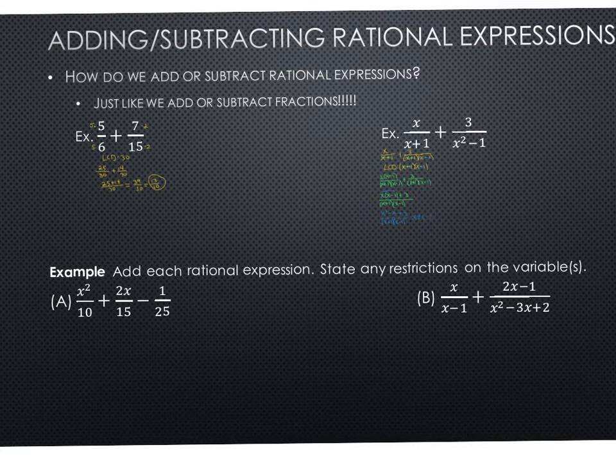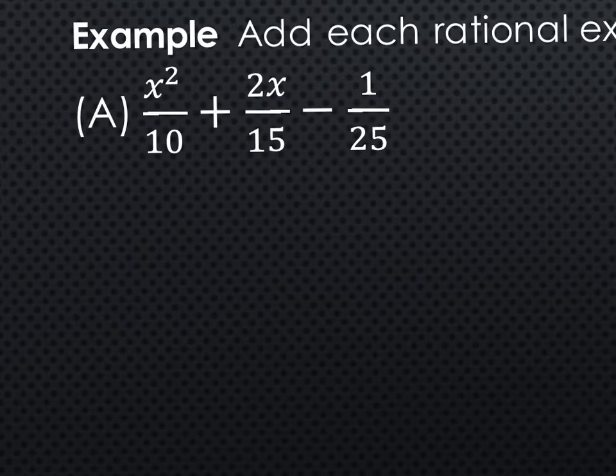Okay, so we're going to add each rational expression and we're going to state any restriction on the variables. Let's look at the first. So in the first example, notice we don't have to do any factoring. We just have to identify the lowest common denominator of 10, 15, and 25. Hopefully you recognize that the lowest common denominator is 150.